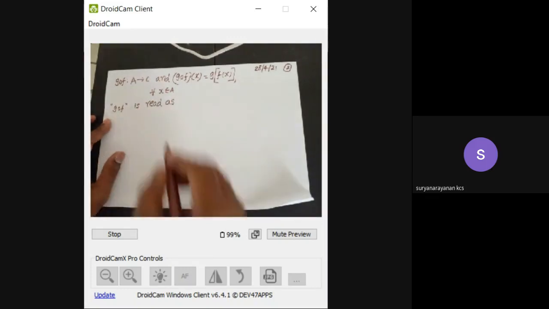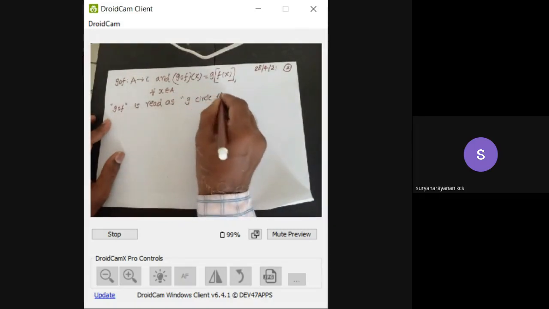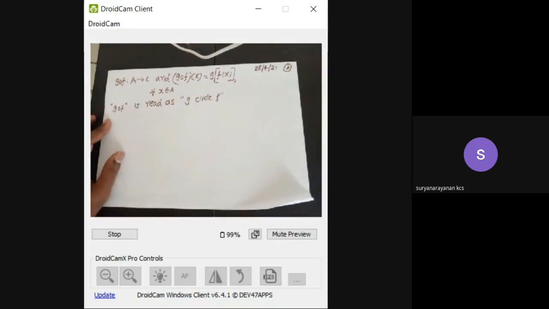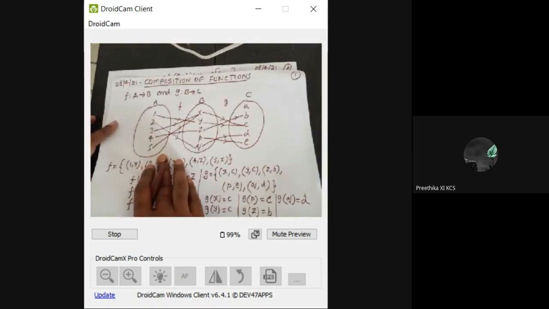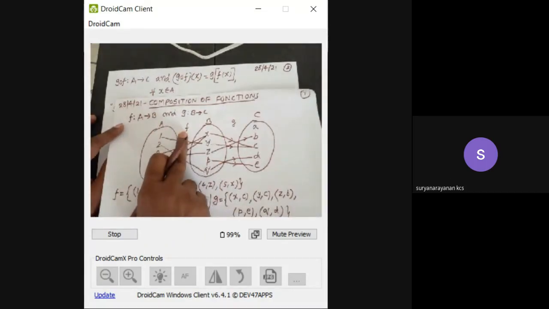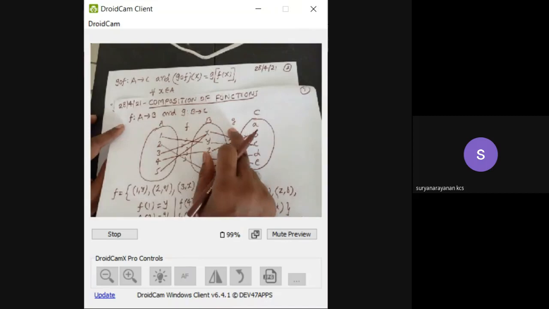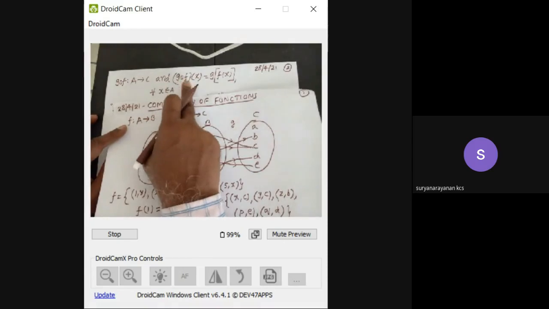This is read as G circle F. What do you want, Preetika? Sir, why is it read as GOF instead of FOG? That is notation, Amma. Sir, we can also write like FOG, sir. No, Amma, GOF only. Here we have taken the first function as F, followed by the second function G, but in the notation we write in the reverse order.